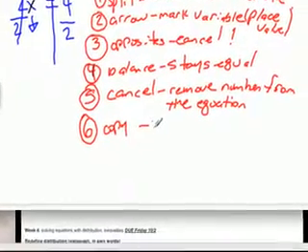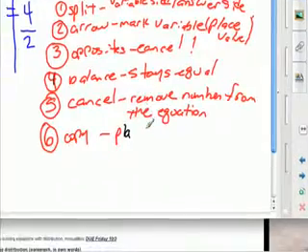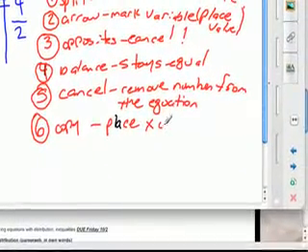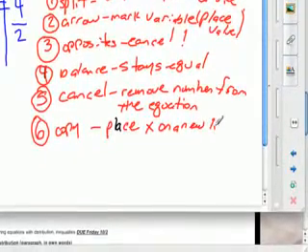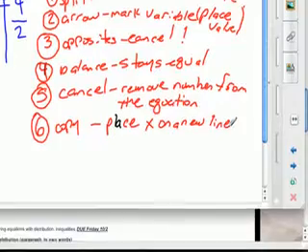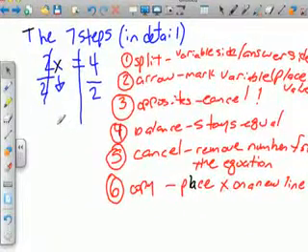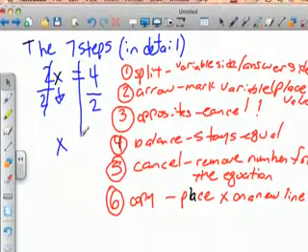So when I'm copying, I'm going to place x on a new line. We're not doing anything to x, but sometimes I just need to remind myself that I'm placing x on a new line. This is line 1, this is line 2. You don't see x on line 2 anywhere. It skips a line.